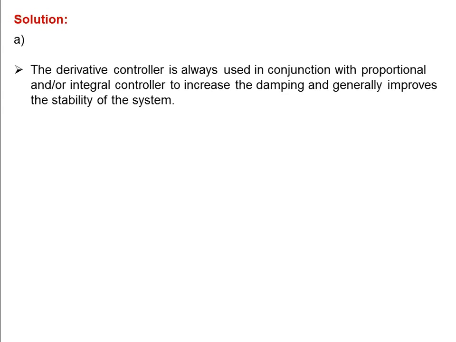So the reason we use derivative controllers in our system is to improve the stability of the system and improve the response of the system, because derivative controllers increase the speed of the response. However, they have two main issues that hinder their implementation in real applications, or the use of just derivative controllers.